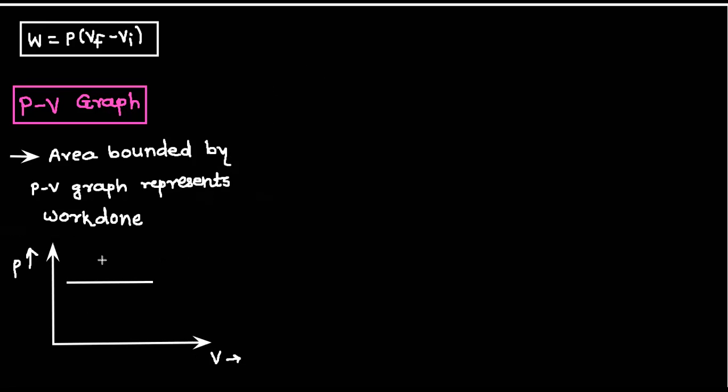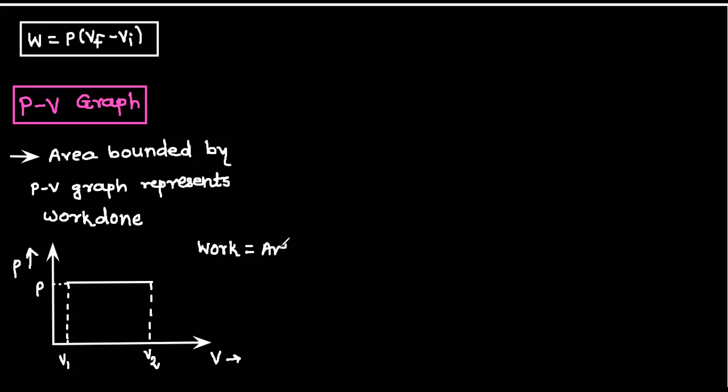Now suppose this is the point where the volume is V1. And this is the final point where the volume is V2, and this is at pressure P. So in this case, what is the work? Work is equal to the area under this graph. So work is equal to what?